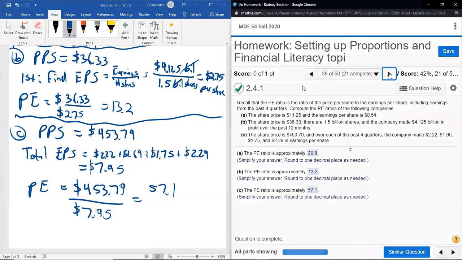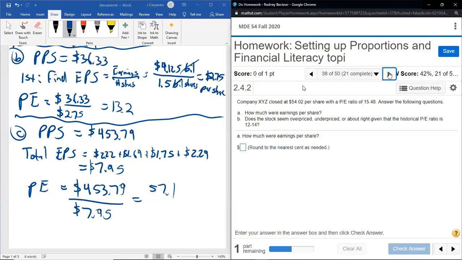All right, next. Company XYZ. Oh, I love XYZ. I used to like ABC, but XYZ is pretty cool now. Anyways, company XYZ closed at $54.02 per share with a PE ratio. They gave us the PE ratio, that's different, of 15.48, kind of in that sweet spot.